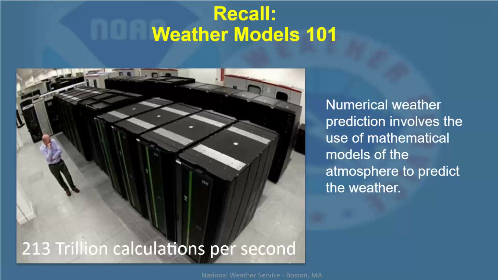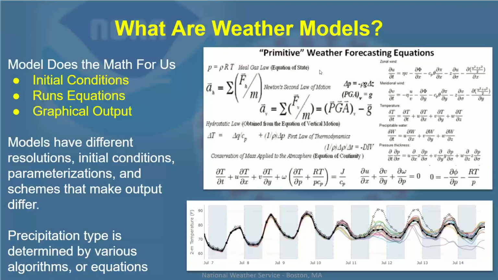Numerical weather prediction really just involves the use of mathematical models of the atmosphere to predict the weather. So really what they're doing, and this is kind of the scary slide, is just calculating a bunch of equations and solving them. It can do billions of calculations per second, much more than humans can do. Some of the equations are here on the right that they solve. But they do all the math for us. So think about it like a big calculator that can run all these equations. They also produce different types of output. You can see some graphical output here on the bottom. They output maps, and some statistical information like high and low temperatures.